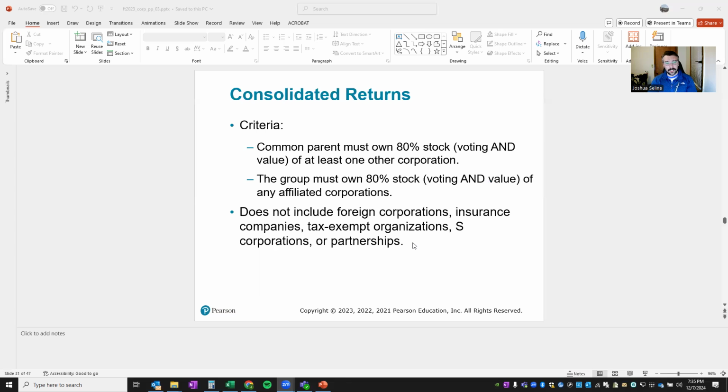Here we're getting into consolidated returns. We'll get into the advantages and disadvantages of that and also what it entails. But the criteria: the common parent must own 80% of the stock, voting and value, of at least one other corporation. The group must own 80% of the stock, voting and value, of any affiliated corporations. And this does not include any foreign corporations, insurance companies, tax-exempt organizations, S corporations, or partnerships. What this really is, you've got a group, but you're filing just one tax return.